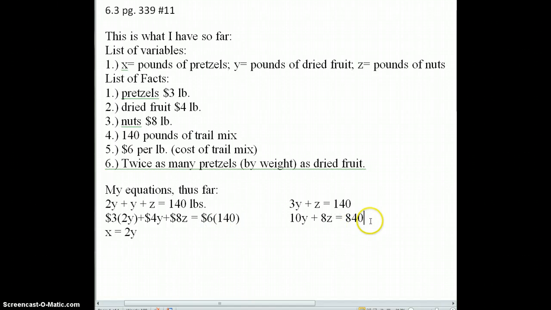So now you just have 2 equations because you've substituted in place of x, you wrote 2y. And then use either addition or substitution like we did back in 6.1 to solve these 2 equations, since there's just 2 of them. And after you solve for what y and z are, you can use this fact that x is 2y to get what x is.